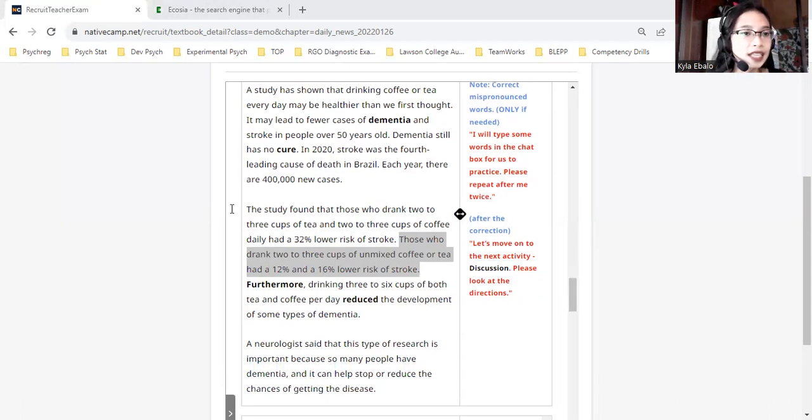Let's practice the words in the upper case. Okay? So for number one, fewer. Please repeat after me twice. All right? Fewer. Your turn. Fewer. Good. Very good. Number two, healthier. Healthier. Good. Now, number three, unmixed. Unmixed.